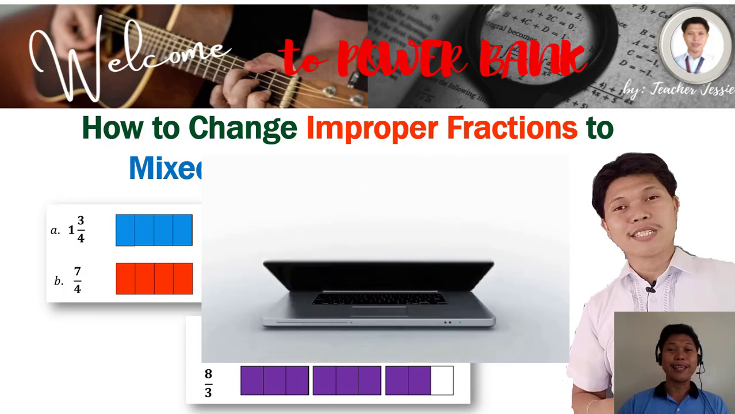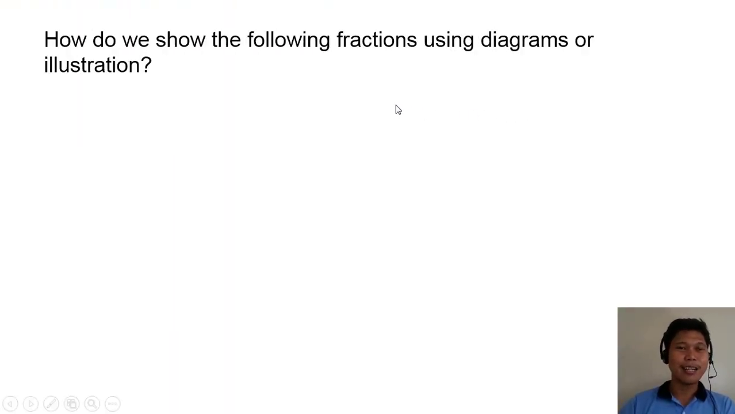Simulan na natin. So let's start with this activity. How do we show the following fractions using diagrams or illustration? So, meron tayong dalawa. We have letter A is 1 3/4, which is a mixed number or a mixed fraction. And ang pangalawa naman is 7/4, which is an improper fraction. Kaya ito tinawag na improper fraction kasi yung numerator niya mas malaki sa denominator. So, paano guhit or ipakita ang mga ito using diagrams?